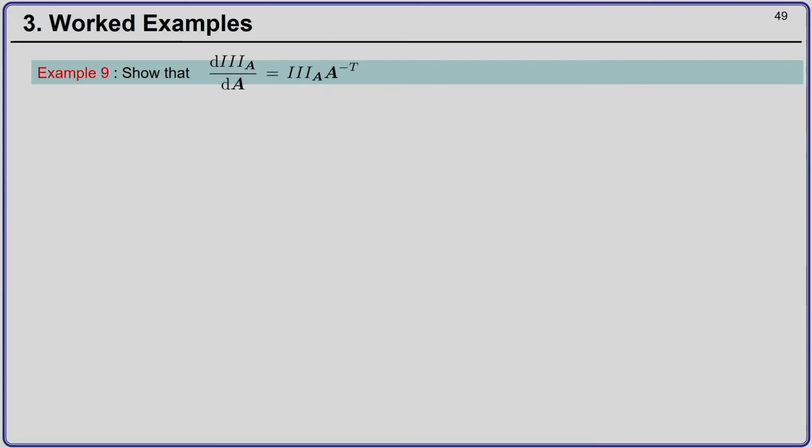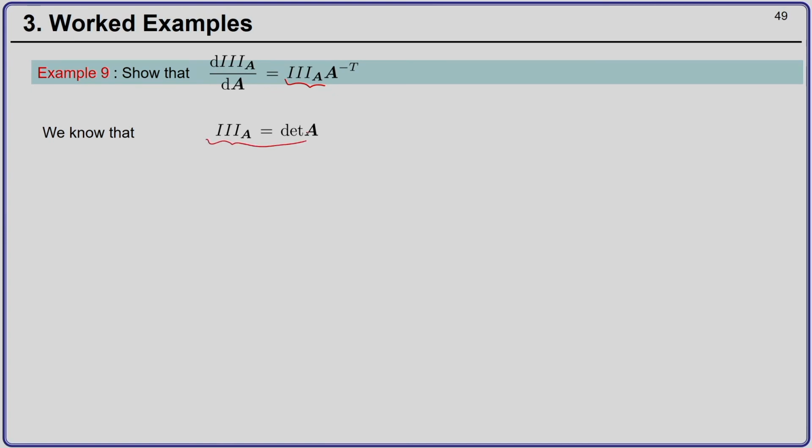Next, we move to our next example. This is going to be our final example. We want to evaluate the derivative of the third invariant of a second order tensor with respect to the second order tensor. We want to show that it is the third invariant of the tensor multiplied by A inverse transpose. We know that the third invariant of a second order tensor is given by determinant of A.